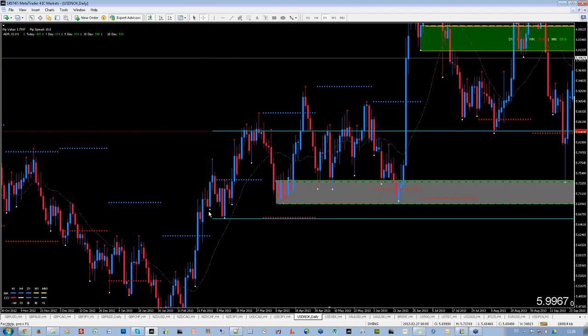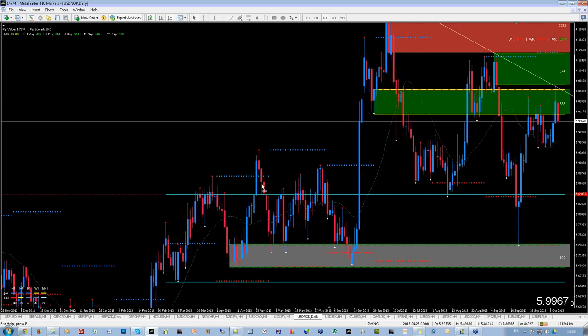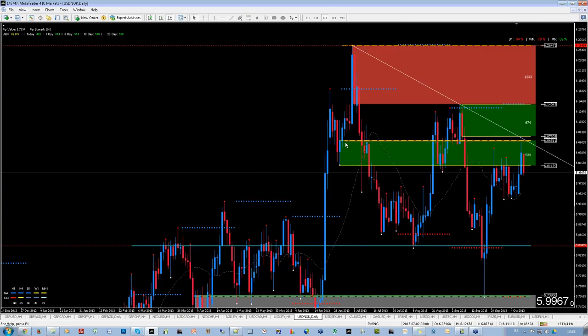Rally-based rally, rally-based rally. Then it hits. Then we have an entry here. So this is what happens most of the time. I would have bought here if I was trading this pair, even though the imbalance is not that great.